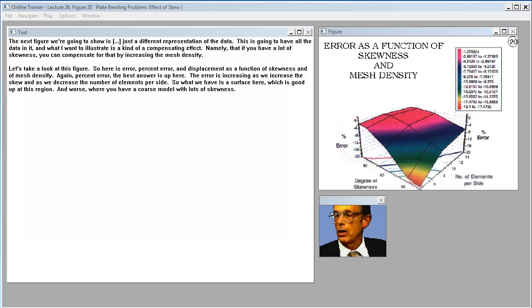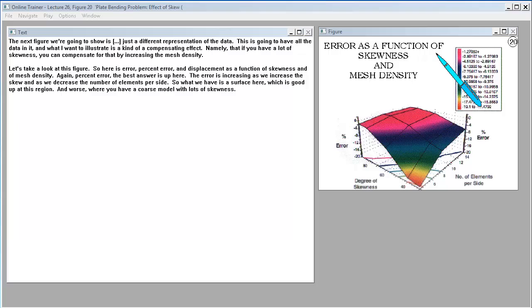The next figure we're going to show is just a different representation of the data. This is going to have all of the data in it, and what I want to illustrate is a kind of compensating effect, namely that if you have a lot of skewness, you can compensate for that by increasing the mesh density. Let's take a look at this figure.